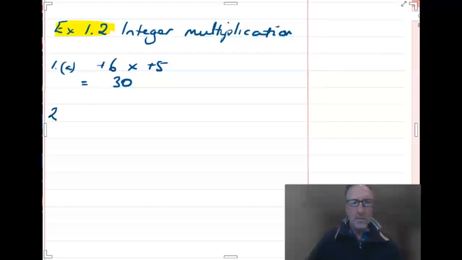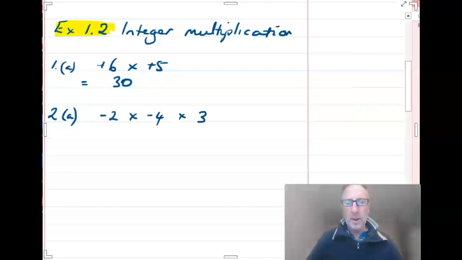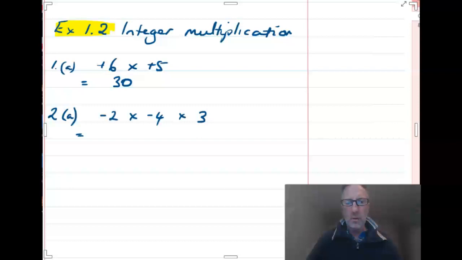Question 2A. We have negative 2 times negative 4 times 3. Now, when it's all multiplication or division, it doesn't actually matter what order you do them in. So let's do the first two. Let's do these two first. Negative 2 times negative 4. Well, that's going to be a positive because we've got two negatives, and 2 times 4 is 8. Then we do the times 3.